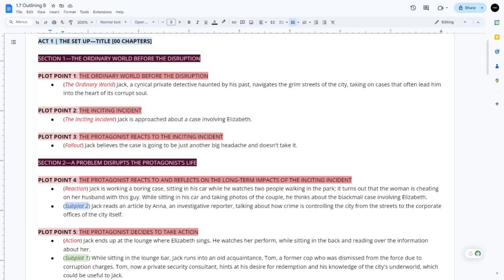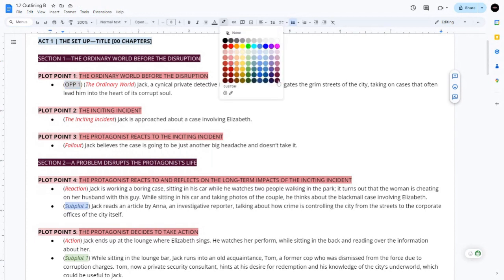Now, the first plot point in the original Act 1 is Jack is a cynical private detective, which is right here. This is the original. This was the original plot 1. Okay, so I'll mark original plot point 1. Okay. And we'll give it a nice big highlight.